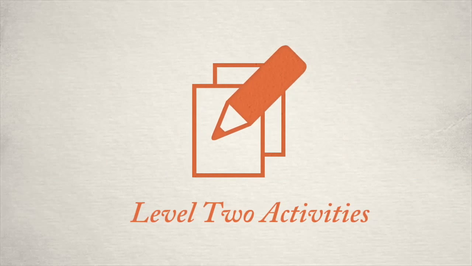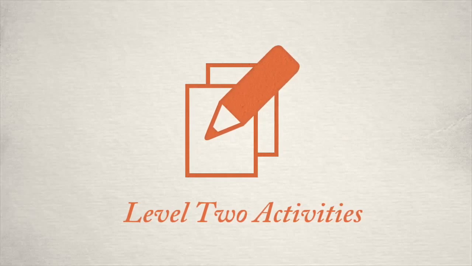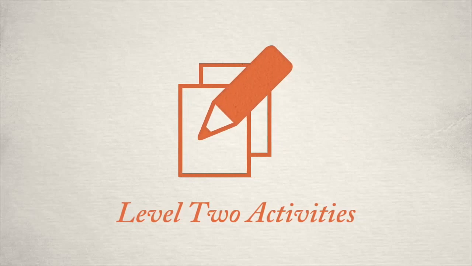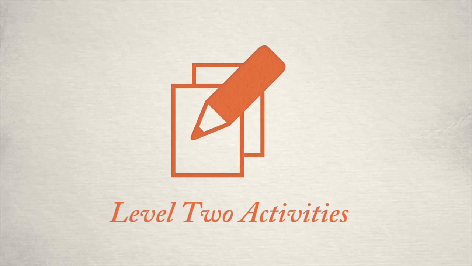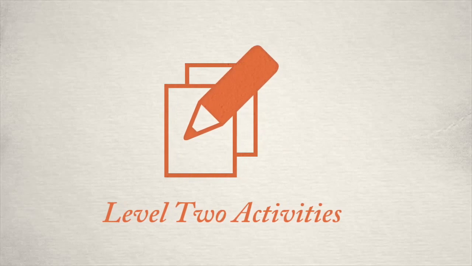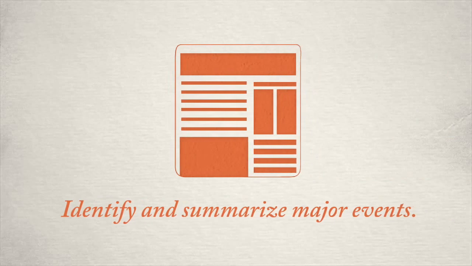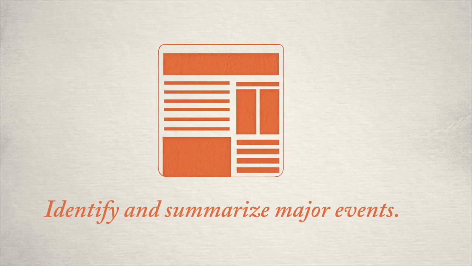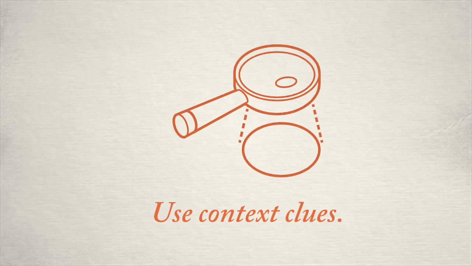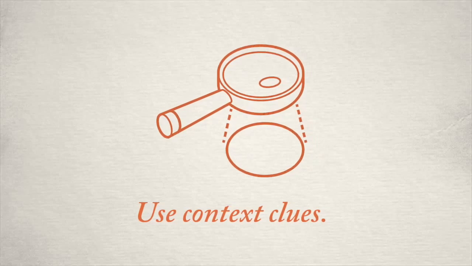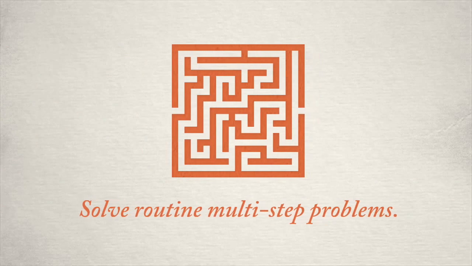Level 2 activities require deeper knowledge than definition. They require that you explain how or why, and explain why you made your decision. You'll need to identify and summarize the major events in a narrative, use context clues to identify the meaning of unfamiliar words, and solve routine multiple-step problems.